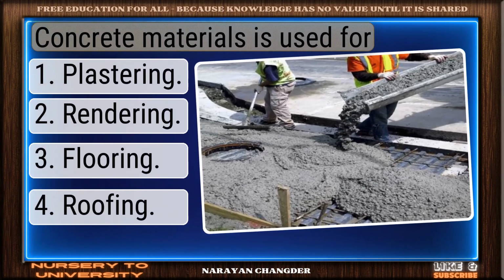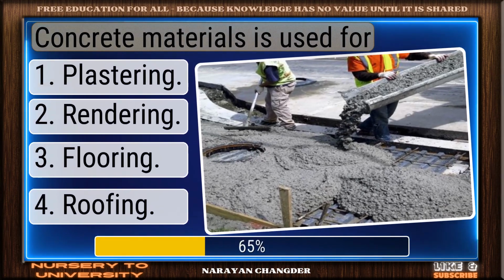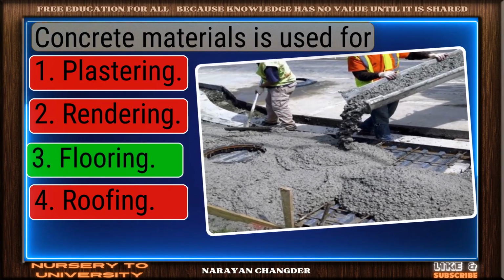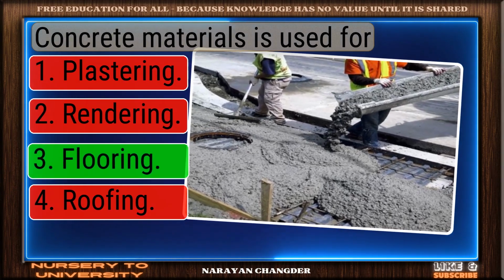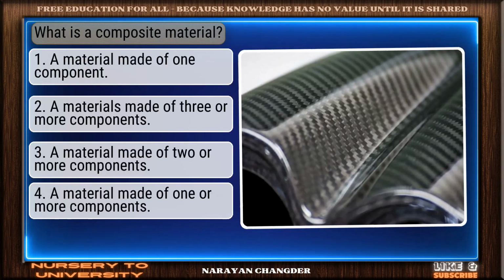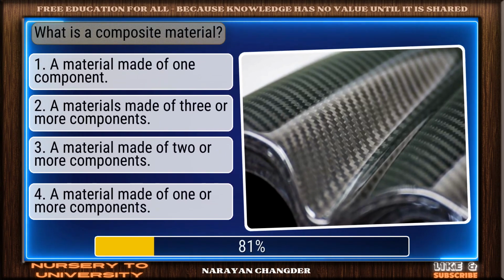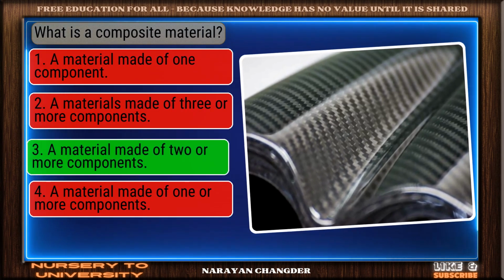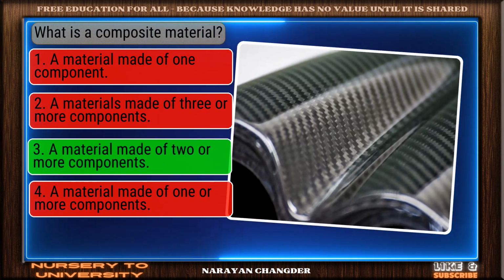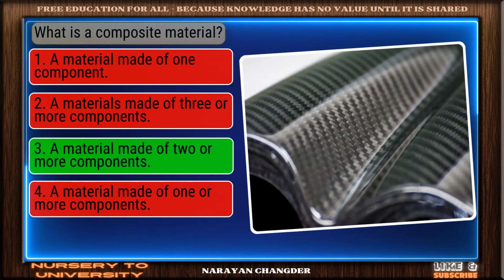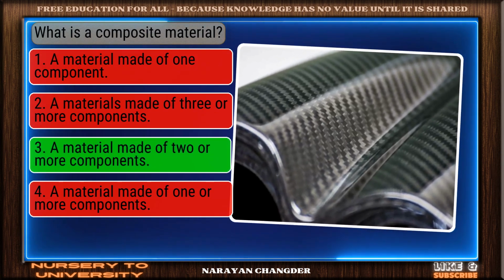Concrete materials is used for. Solid response. Flooring is a valid choice. What is a composite material? Great job. A material made of 2 or more components is the accurate answer.